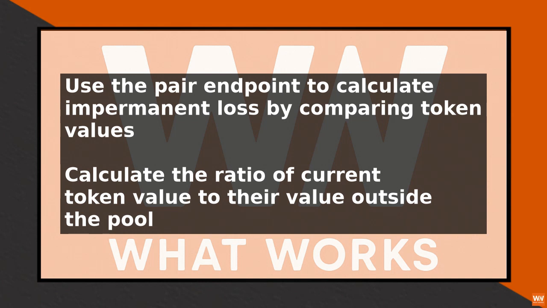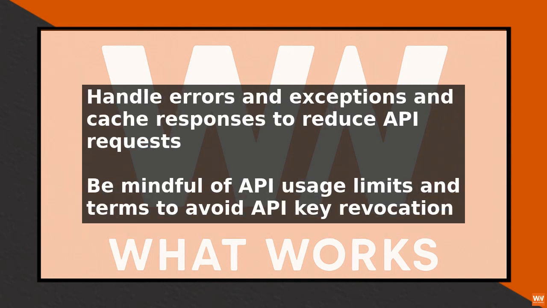Best practices for querying Uniswap impermanent loss via API include handling errors and exceptions, caching responses to reduce the number of requests, and using a reliable data provider to ensure accurate and up-to-date information. Additionally, be mindful of the API usage limits and terms of service to avoid having your API key revoked.